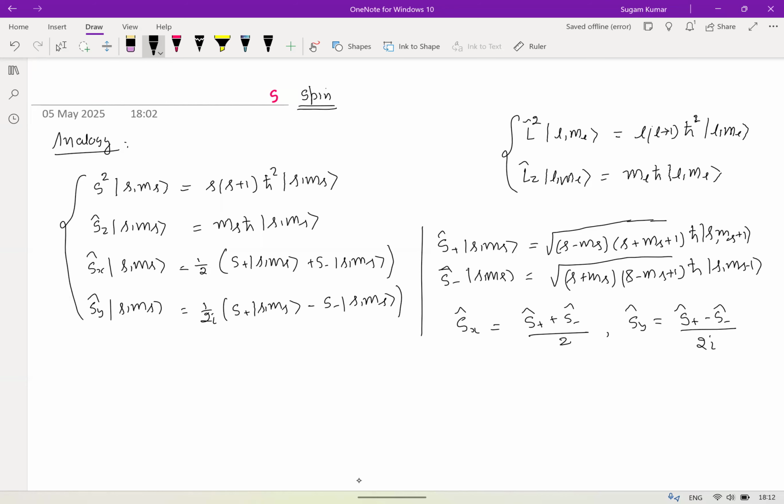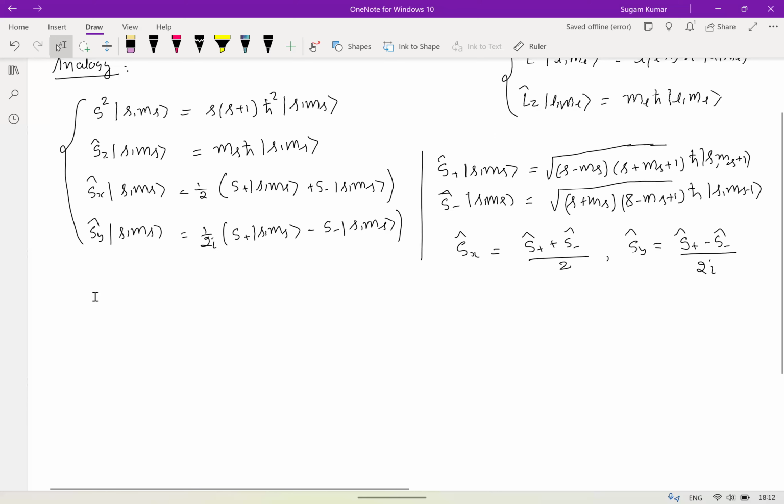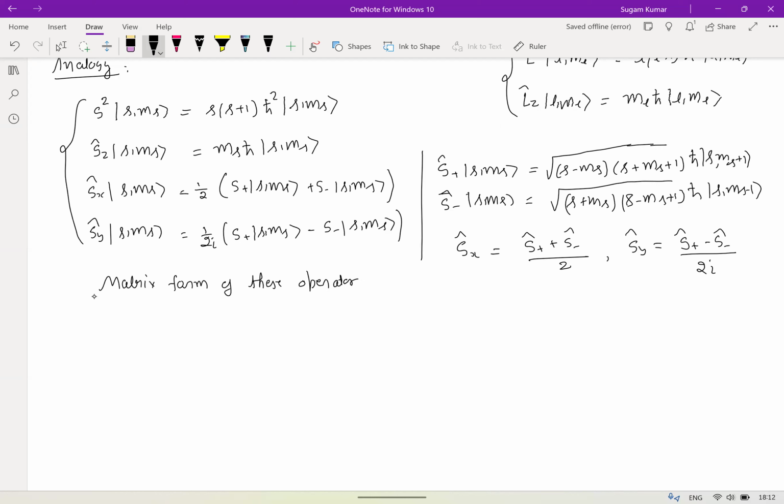And still we don't know exactly what the values of this spin are, but spin of course can take half-integer values, can be 1/2, 3/2, and so on. So from there, one can calculate the matrix form of these operators. Maybe you can take this as a task, a graduate or master level problem.